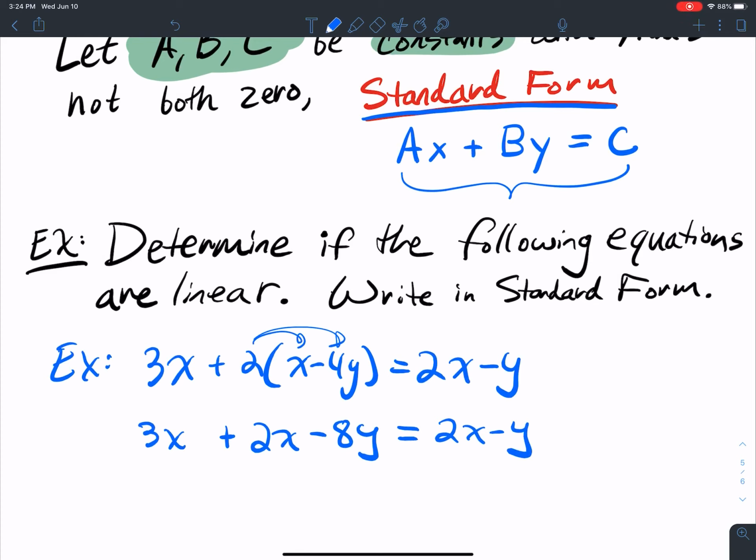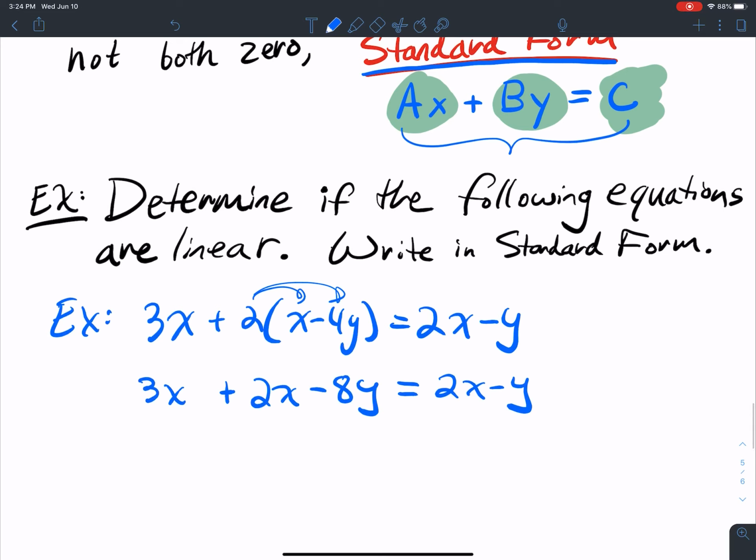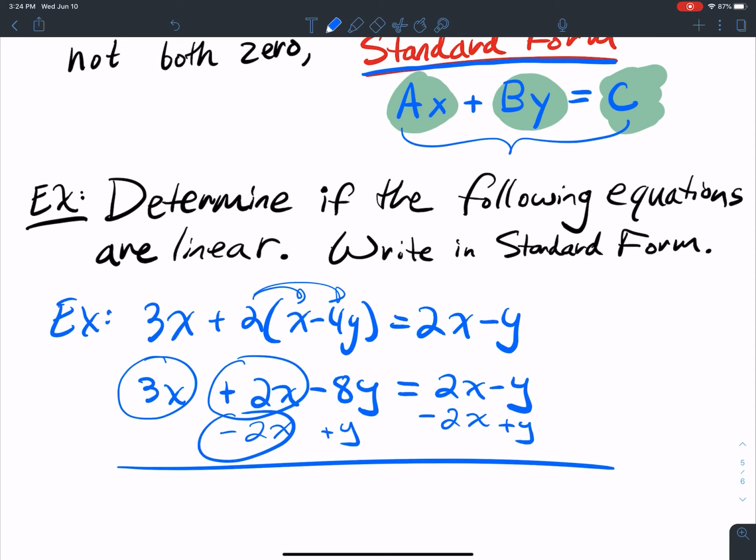Now look, I've got x's and y's all over the board. In standard form, I have just one group of x here and one group of y here. They're both on the same side. And then any numbers are left on the other side. Well, let's move everything over. So subtract 2x and add y. So, what's going on here? I have a plus 3x plus 2x minus 2x. Those cancel. And then I have minus 8y plus y. That's a negative 7y. And then a 3x.